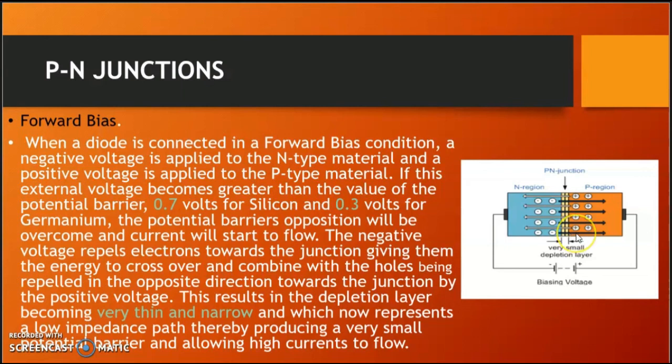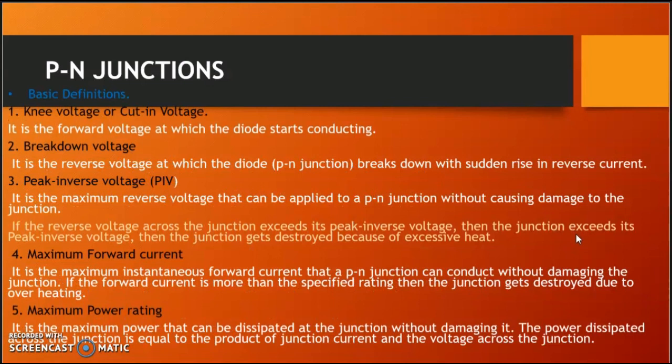And let's look at some basic definitions under PN junctions. We talk about the knee voltage or the cut-in voltage. When you are talking about knee voltage, then it is the forward voltage at which a diode can start working. So this forward voltage needed for a diode to start conducting is called the knee voltage. We have a breakdown voltage. It is the reverse voltage at which a diode or a PN junction breaks down with a sudden rise in reverse current. We also have peak inverse voltage.